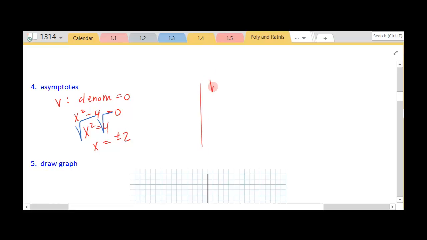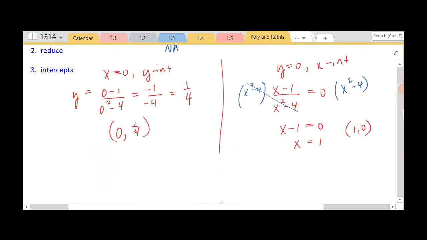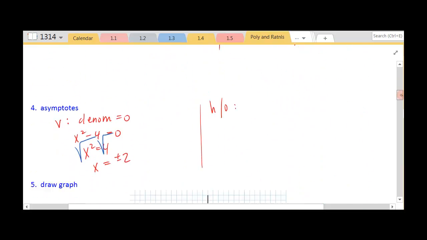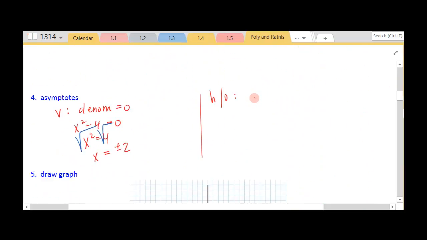Now how about the horizontal or oblique asymptotes? That's where we want to determine what the degree of the function is and compare the numerator to the denominator. So the degree of the numerator is 1 and the degree of the denominator is 2. So let's go down here and write that down. The degree of the numerator is 1 and the degree of the denominator is 2. And if that is the case, then we have a horizontal asymptote occurring at y is equal to 0.